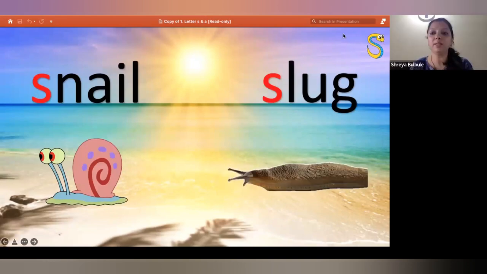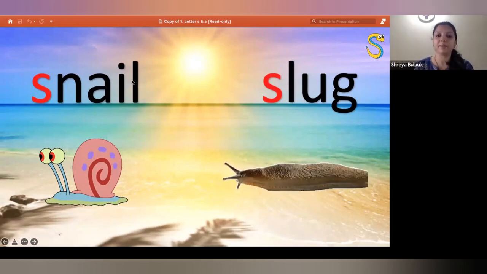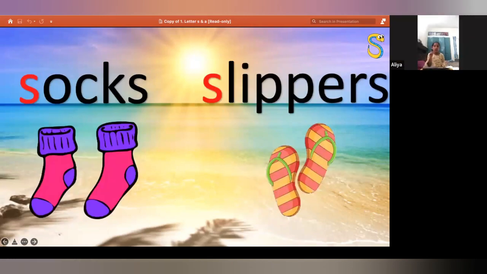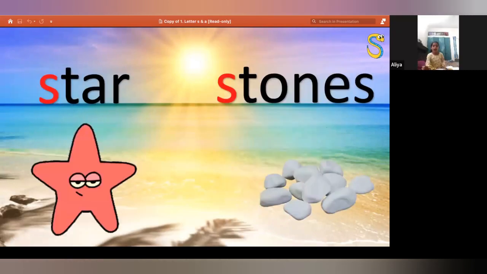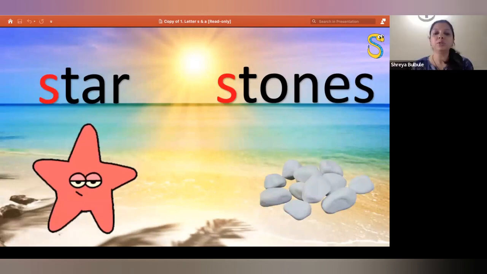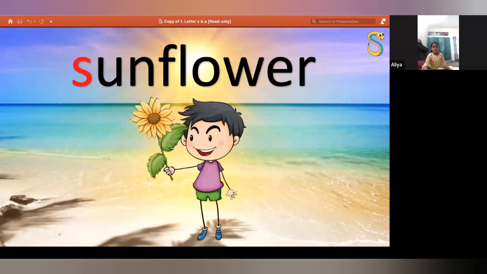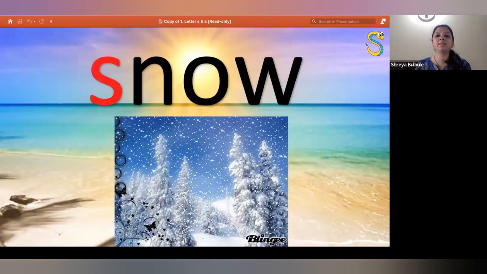You know what animal this is? This is called a slug. Correct. Next. Socks. Slippers. Correct. Star. And stone. The last one. Sunflower. Very good. Can you think of more words that begin with the sound S?